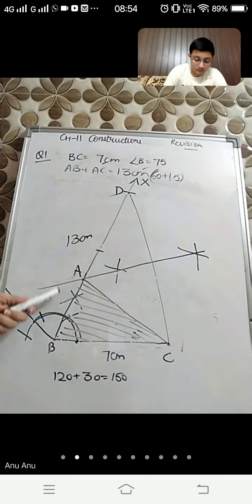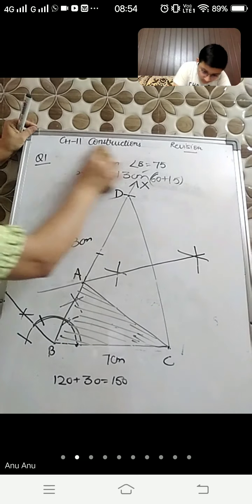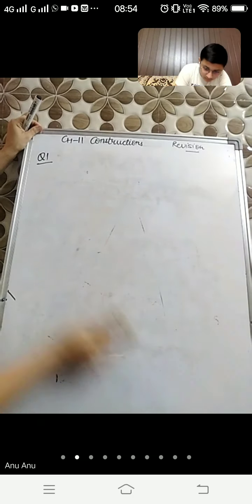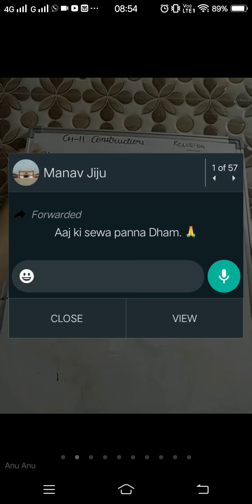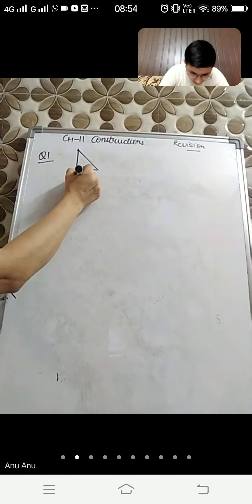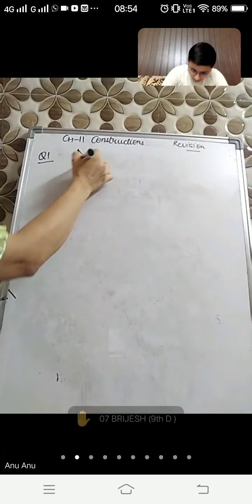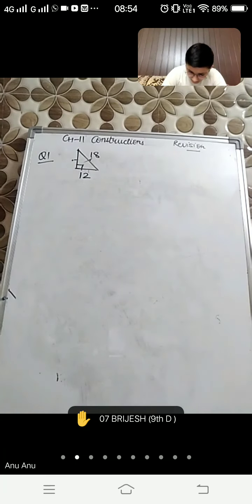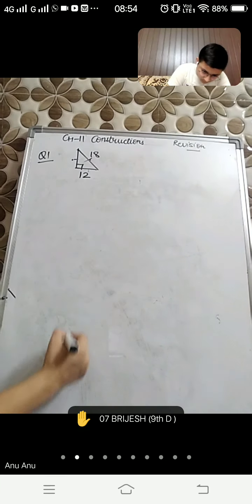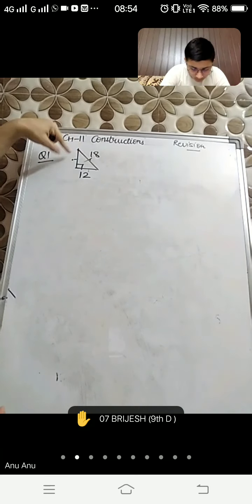Question number last of this exercise is exactly same. Let's do that question. In the last question, you are given a right angle triangle whose base is 12 and the sum of these two sides is 18. This is the rough figure I have drawn. No need to draw, but you can simply take the base as 12. Base is given. This is 18 centimeter sum of two sides.